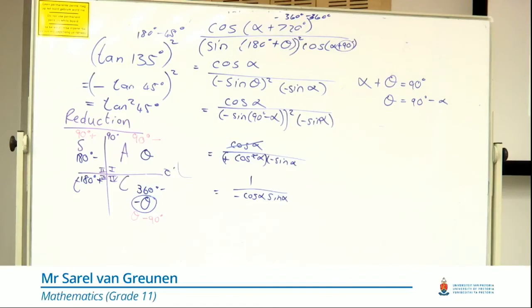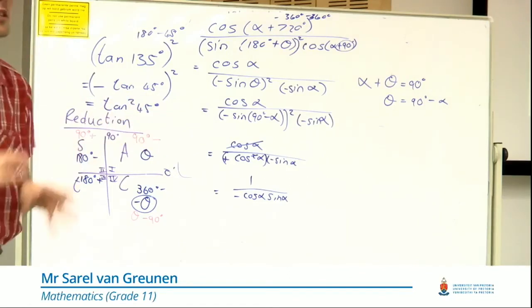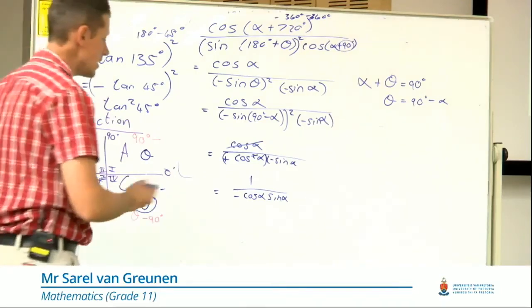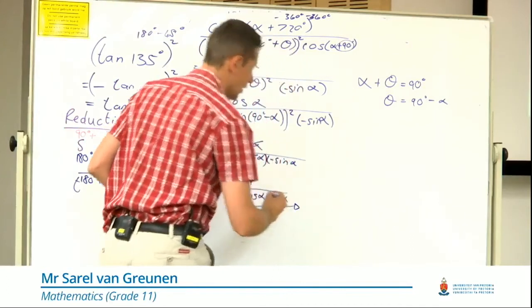Because if you now try to manipulate this to only get cosines or sines there, you are going to mess it up. This is how far you can take it.